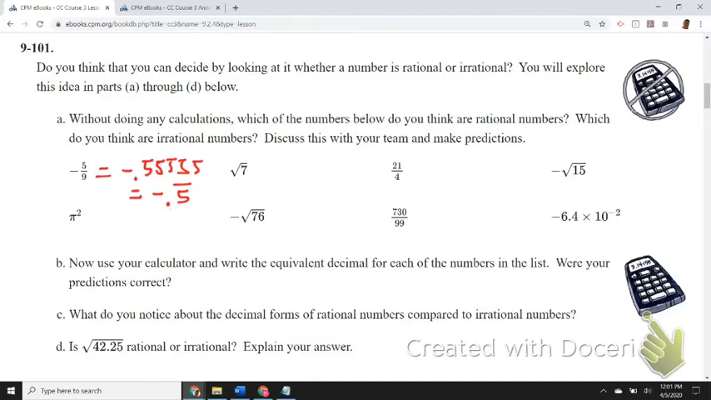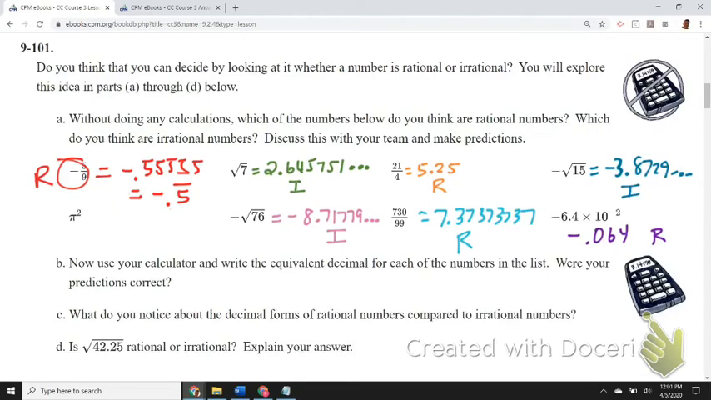Okay, so again, pause the video. I want you guys to answer the rest of those questions. See if your initial predictions were correct, if these were rational or irrational. This first number here is actually rational. It's rational because you can write it as a fraction. Anytime you can write it as a fraction, it is rational.